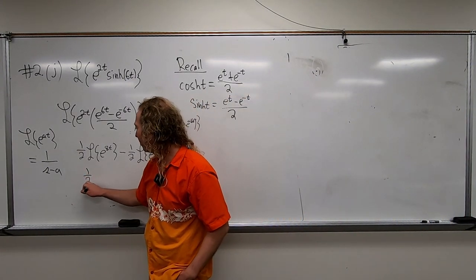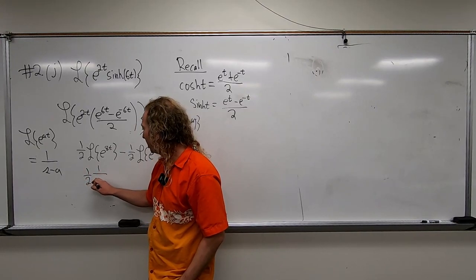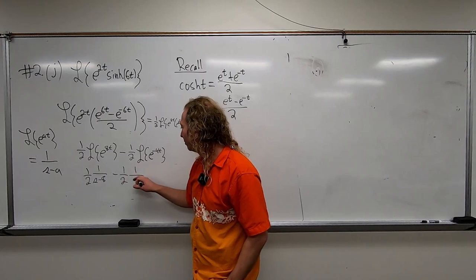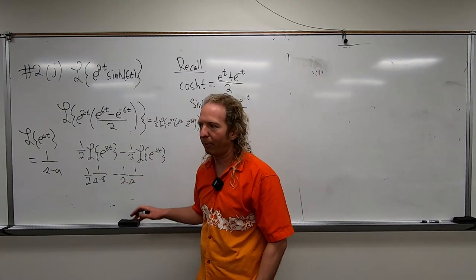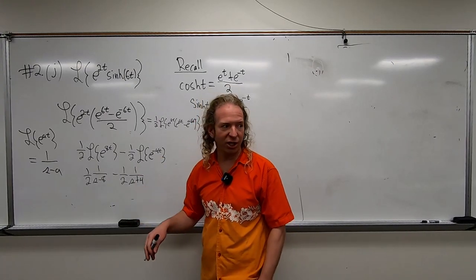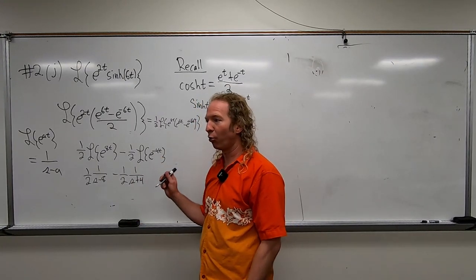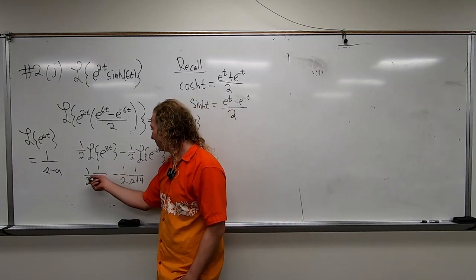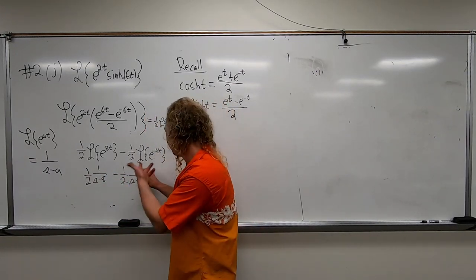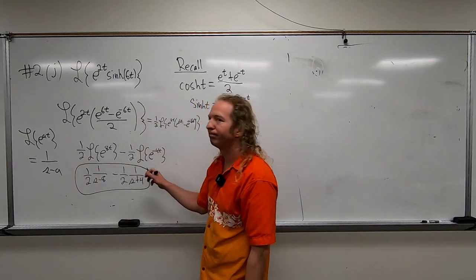So this is 1/2, 1 over s minus 8, minus 1/2, 1 over s plus 4. If you look on the answers in the worksheet, it'll have a different answer. That's because it's a Wolfram Alpha answer. Wolfram Alpha will combine these and write it as a single fraction. So it looks different, but this is correct as well.